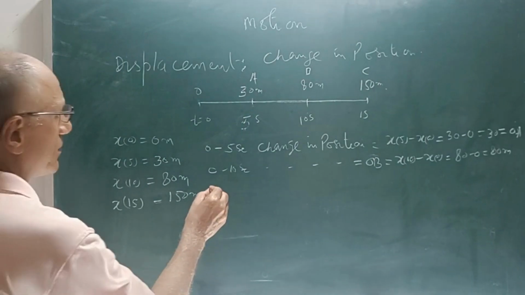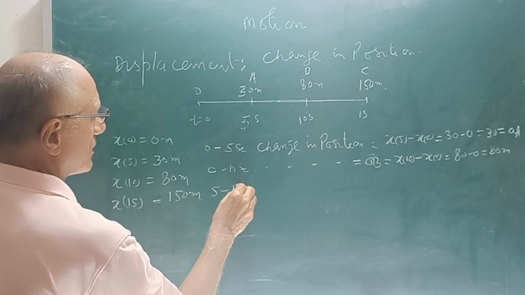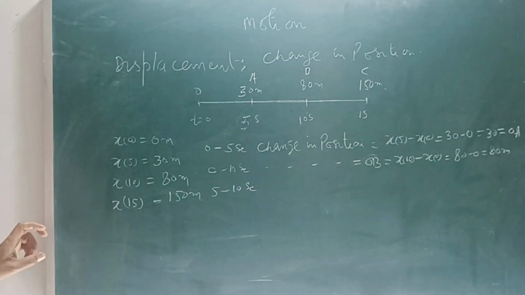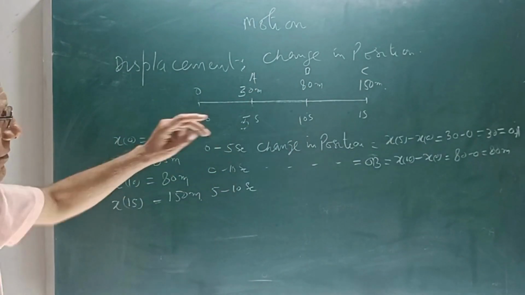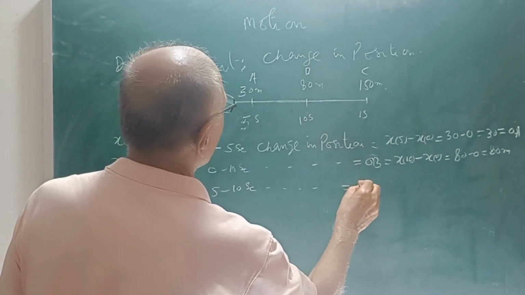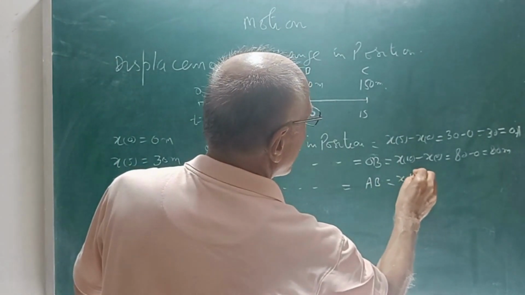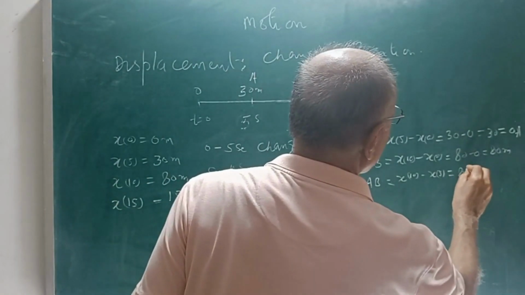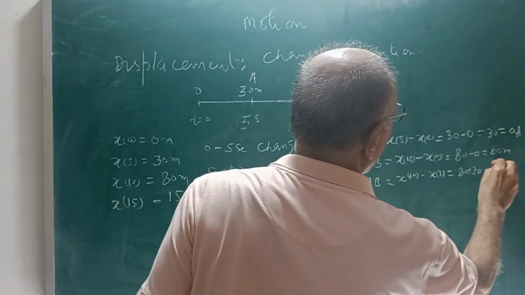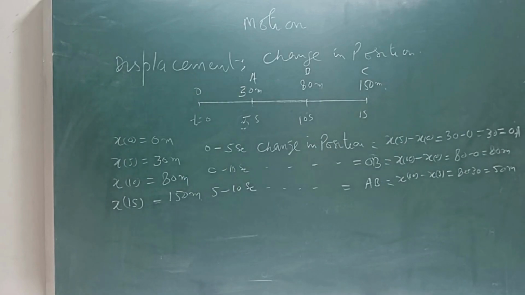Similarly, the change in position between 5 to 10 seconds: at 5 seconds you are at A, and at 10 seconds you are at B. So the change in position is AB, and that is the position at 10 seconds minus position at 5 seconds. That is 80 minus 30, that is 50 meters.